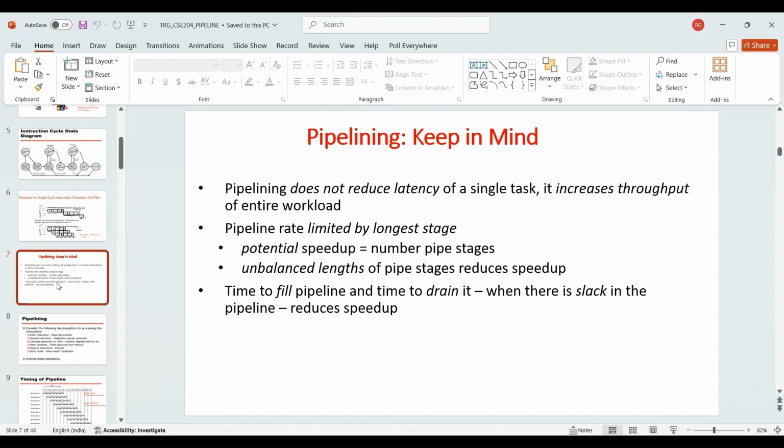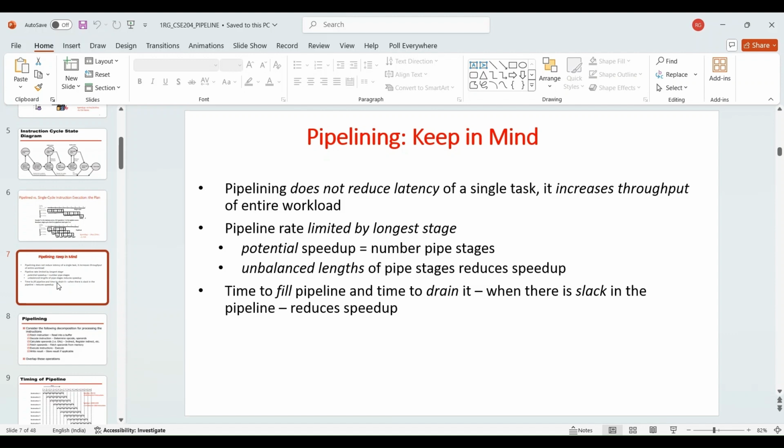So let's see what we have to keep in mind for pipelining. Pipelining does not reduce latency of a single task. We have seen that previously, without pipelining it was taking 8 nanoseconds, with pipelining it was taking 10 nanoseconds, because now all the stages are made equal. So latency or execution time of an individual instruction is not decreasing, but the benefit is coming from the throughput of the entire workload per second. How many instructions, we have seen how much speed up.